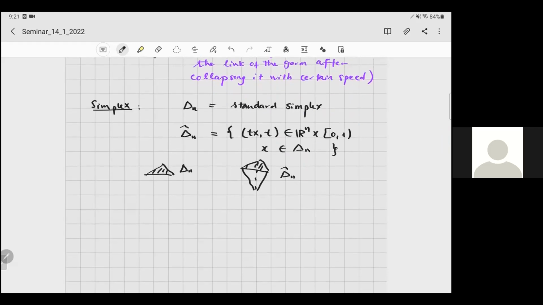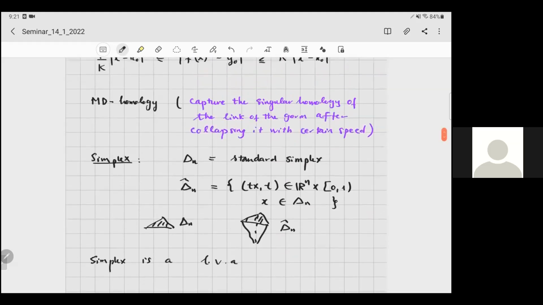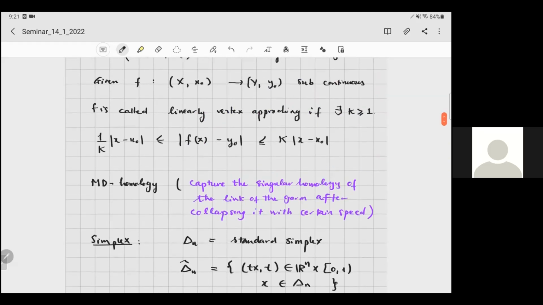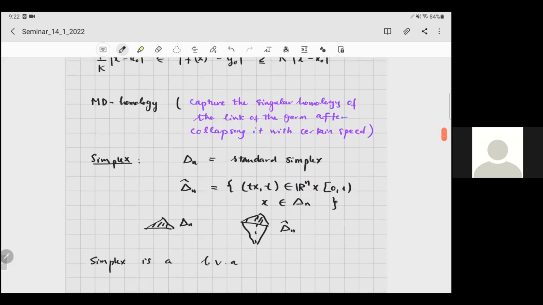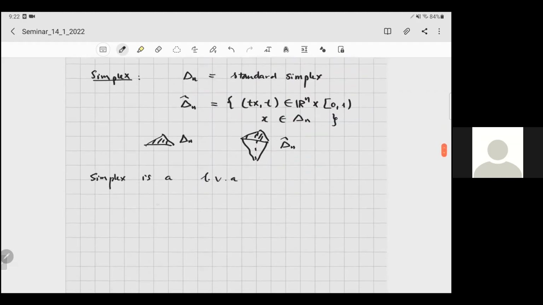So the simplex is an LVA, a Lipschitz LVA, which I define here. It's just linear vertex approaching. So that's an LVA map, a map σ from Δn hat to (X, x0).